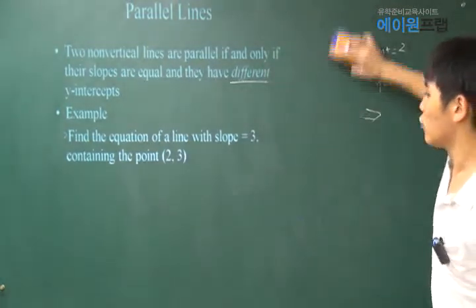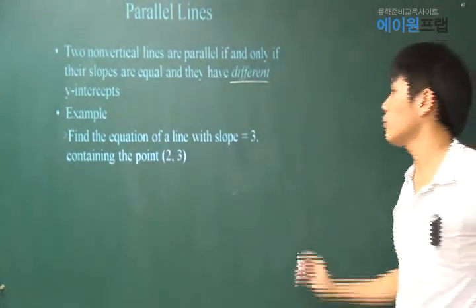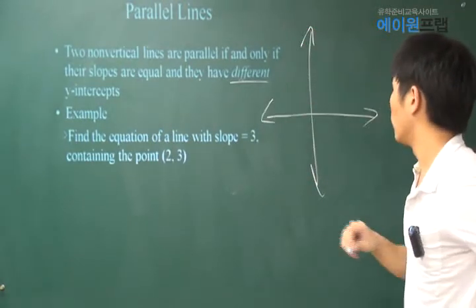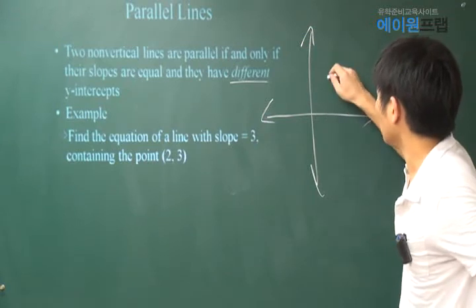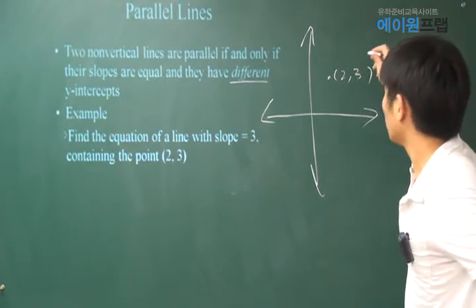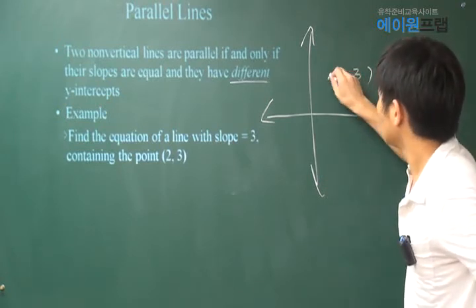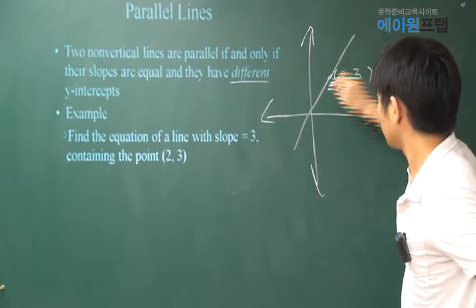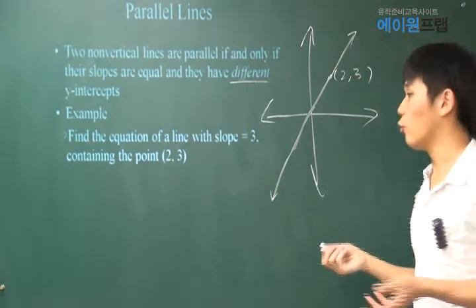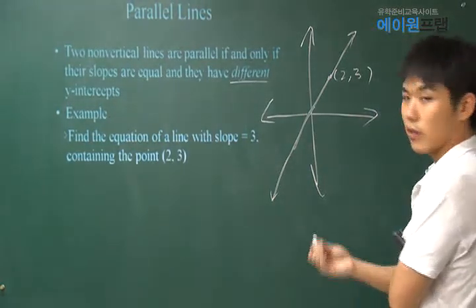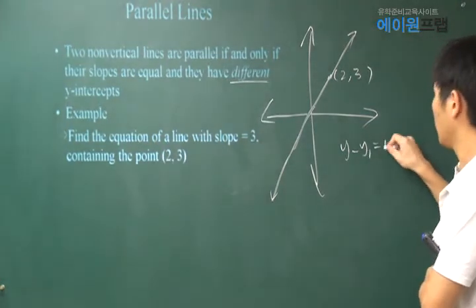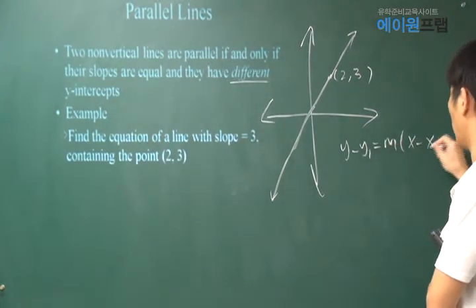It says, find the equation of a line with slope 3 containing the point (2, 3). So if I want to find the equation of a line with slope 3 containing the point (2, 3), let me start off with (2, 3) around here. If it has slope 3, then it should be something like that. Okay? So how do you find the equation? Simple, we use the point-slope equation. You just learned that, right? The point-slope form is y minus y1 equals m times (x minus x1).